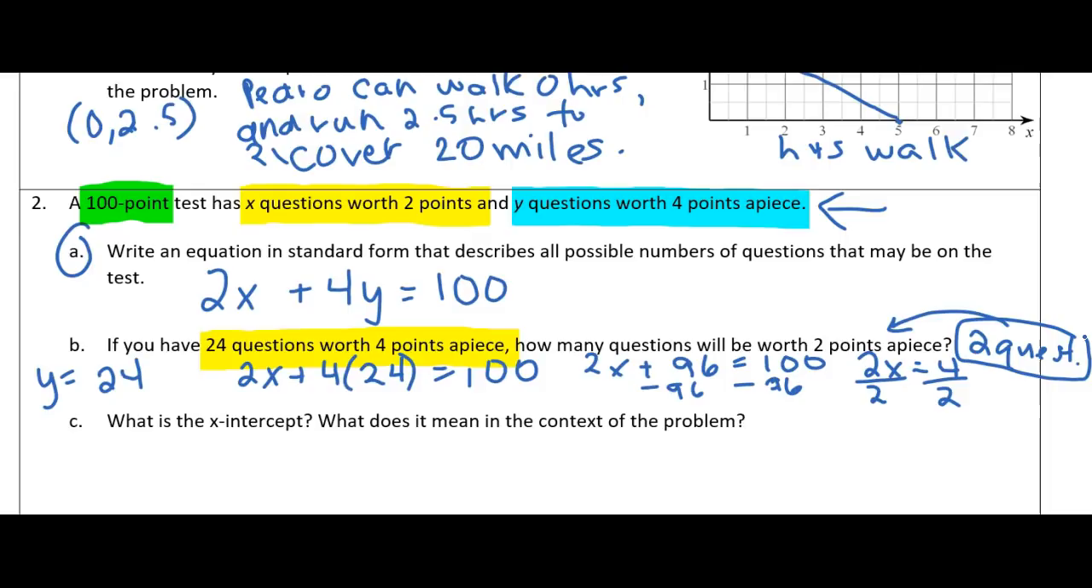What is the x-intercept and what does it mean in the context of the problem? Well, you didn't have to graph this one, but use your cover-up method to find the x-intercept and explain what it means in the context of the problem. Go ahead and pause the video.